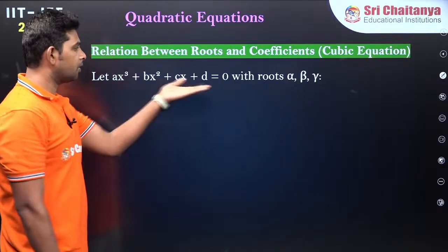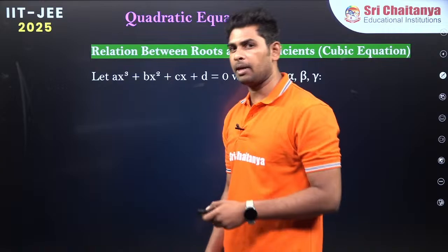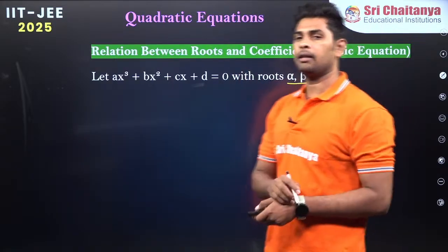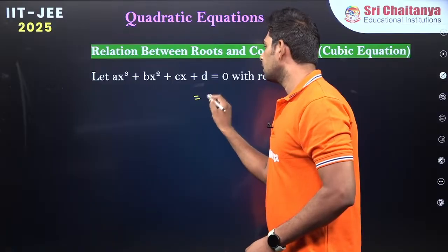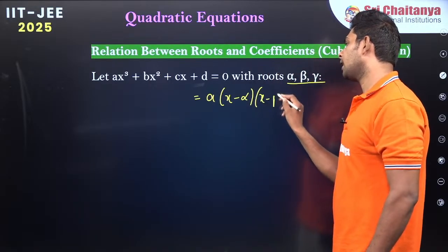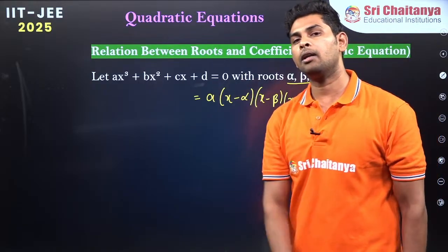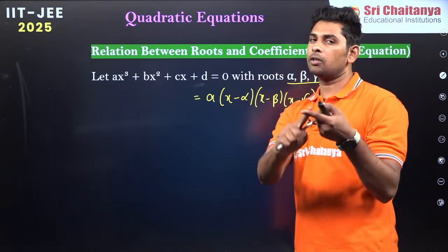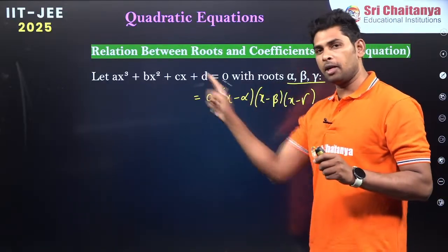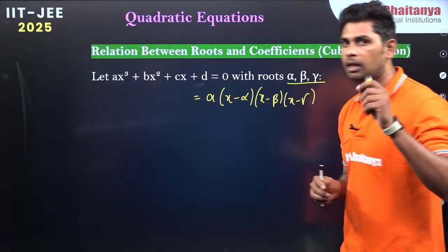You can see that if you are writing the cubic equation ax cube plus bx square plus cx plus d is equals to 0 and the roots are alpha, beta, gamma there, then you can write this equation as a times of x minus alpha times of x minus beta times of x minus gamma, because all these are our roots, and if alpha is a root, x minus alpha is a factor of this equation or polynomial, you can say that. That is why I am writing is equals to a into x minus alpha into x minus beta into x minus gamma.